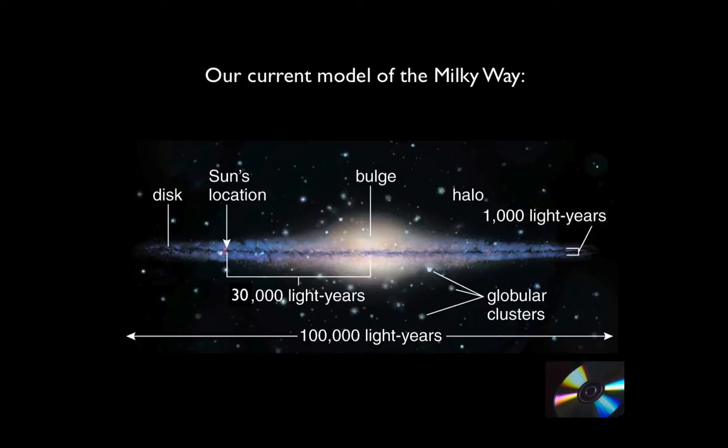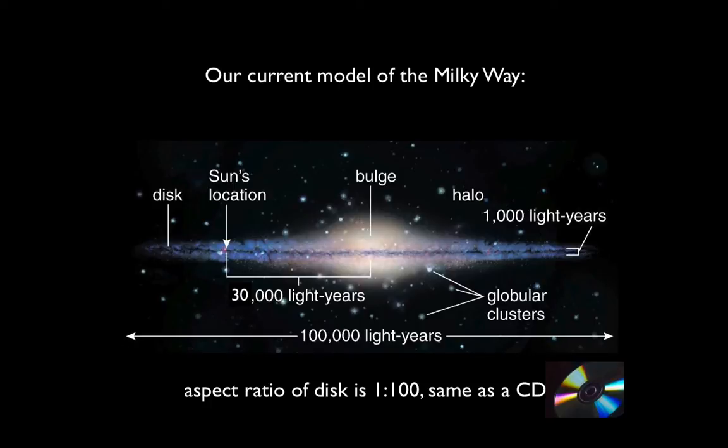So here's another view of our current model of the Milky Way, this time edge-on. So we see the very thin disk. We see that the Sun is located a little bit over halfway out, 30,000 light years from the center. We see the bulge at the center of the galaxy. Obviously, we don't see the supermassive black hole because it's obscured by the dust, and it's also extremely small on this scale. But we also see the thickness of the disk.